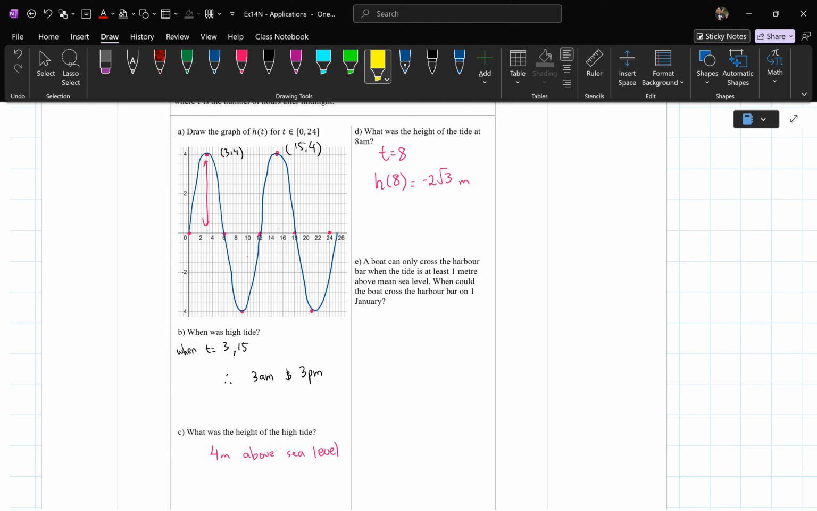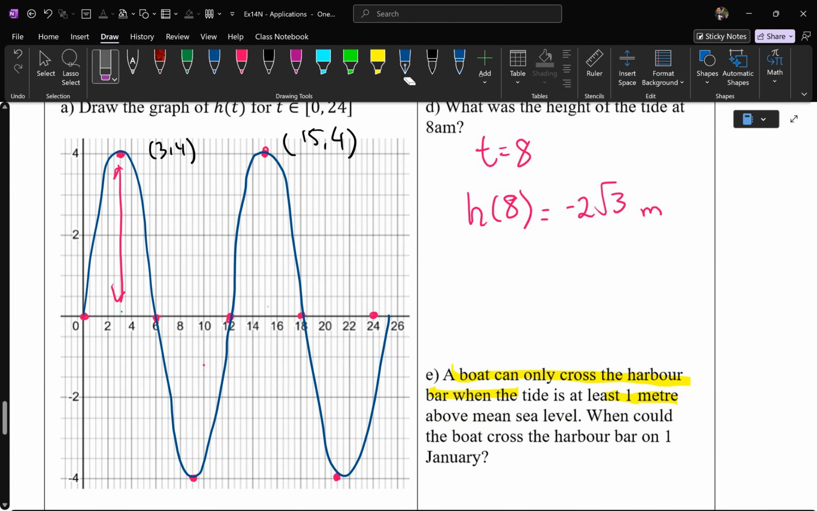Now part E: a boat can only cross the harbor bar when the tide is at least 1 meter above the mean sea level. So the tide goes up and down. There's a boat that crosses, but it can only cross if it's at least 1 meter above the sea level. It can't be less than 1 meter above the sea level in order for the boat to get through. So when they say when, they're asking what times. Very similar to the other problem I just did.